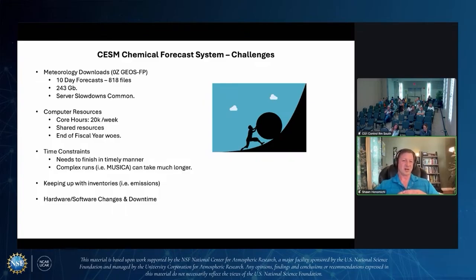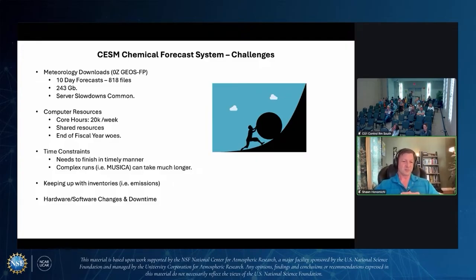And that ties into our time constraints, because we do need to finish our forecasts in a timely manner. Since it's cumulative, today's forecast always relies on yesterday's forecast to use as an initial condition. And there's the added complexity with larger runs such as Musica, which can take much longer to run. So we aren't necessarily able to do a 10-day forecast if we're using Musica.